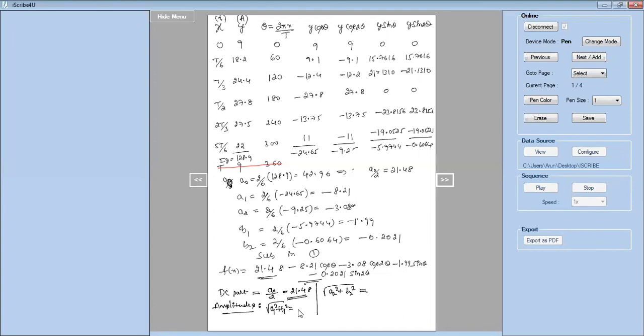Now, can you tell me what the amplitudes are? Yes, Hemant, make it fast. Sir, root of A1 square plus B1 square is 8.44. 8.44, okay. And that is 3.09. 3.09, okay. So these are the amplitudes required here. This is how we can solve this problem.